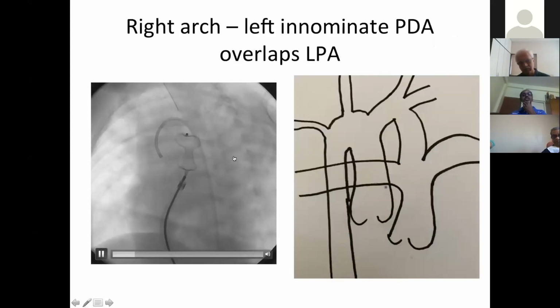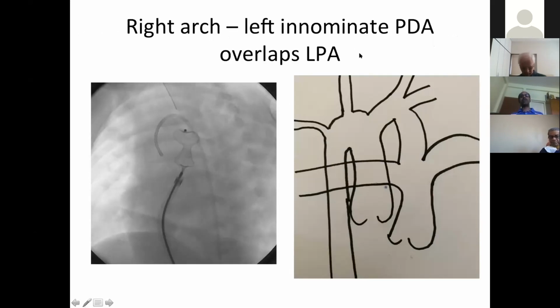In such patients, viewing with LAO and AP projections are far better. And LAO projection helps in preventing the overlap of the ductus with the left pulmonary artery. Otherwise, the ductus will get overlapped with the left pulmonary artery.